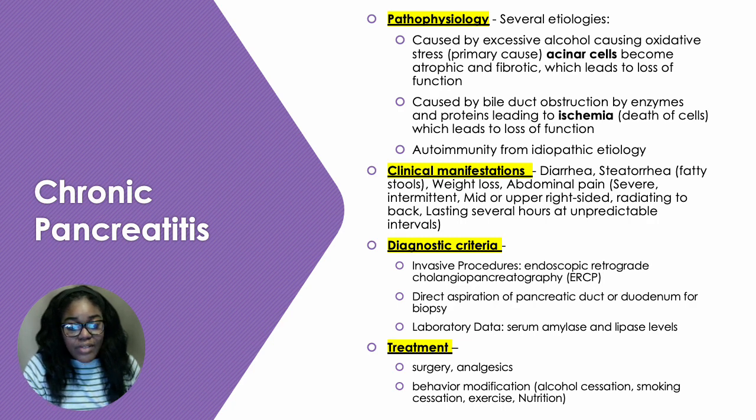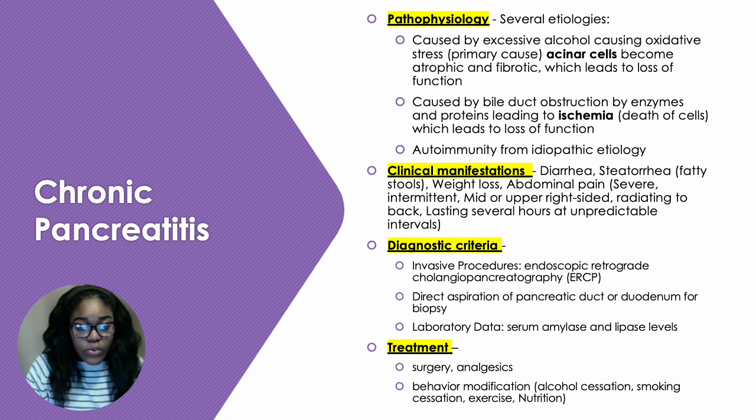So once they have determined the cause and have repaired as much as possible, you will see some analgesics. There may be some antibiotics depending on the risk for surgery, if the patient will develop an infection or not. But after that, you will see some behavior modification efforts. So they will encourage the patient to do alcohol cessation, smoking cessation, encourage exercise, and encourage good nutrition. So again, when we're looking at chronic pancreatitis, it is the extent of damage caused by either etiology of alcohol or bile duct obstruction by gallstones.